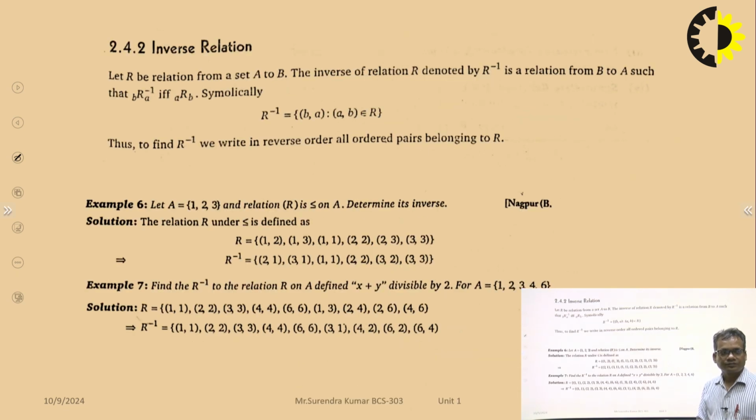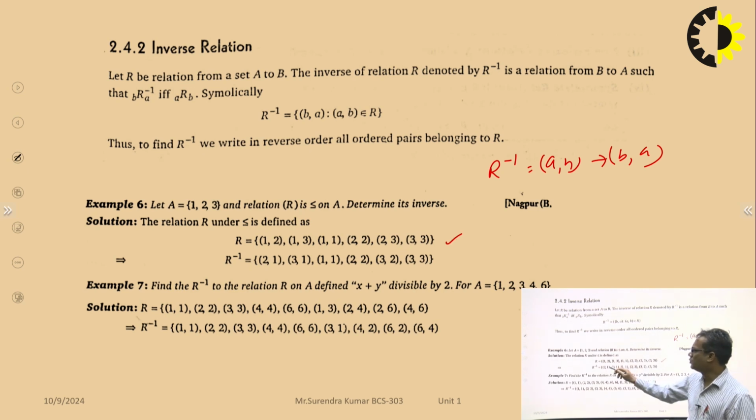Now, this is the inverse of a relation. If you say R inverse, the pair (A, B) will be given in the form (B, A), right? Here in this example, if you have 1 2, you will write 2 1 for the inverse of the relation. 1 3 will give 3 1, 1 1 will be the same, 2 2 will be the same, 2 3 will be written as 3 2, and 3 3 will be the same. So this is the inverse of the relation.